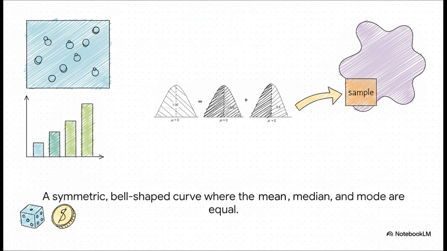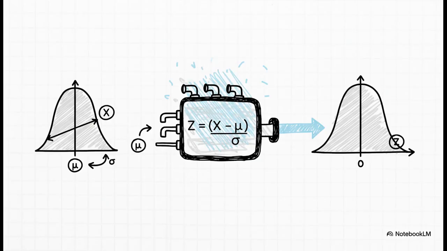That's the mean, the median, and the mode, all hanging out at the exact same spot. And the total area under that entire curve represents 100% of all the possibilities. It all adds up to 1. So how do we actually work with this thing? We use something called a z-score.